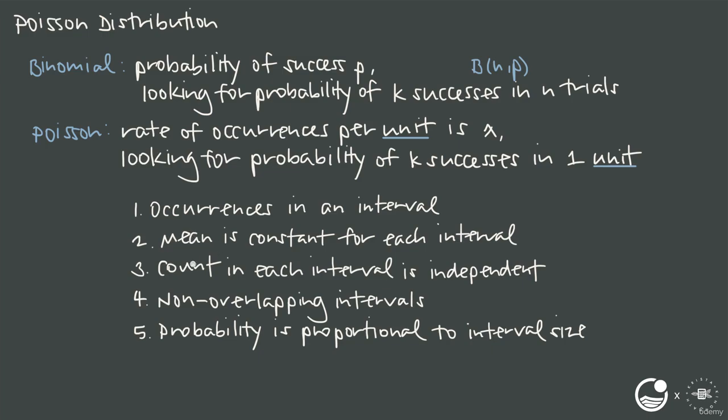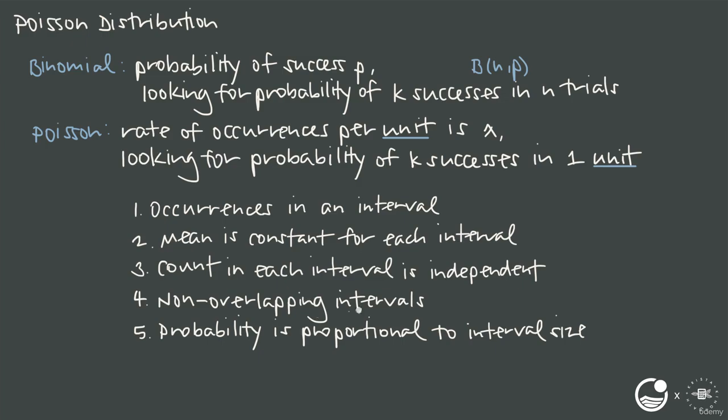We also need the count of occurrences or events in each interval to be independent. So we need to be able to say that the number of events that we count in one interval, in one unit, doesn't affect the count we get in the other intervals. Our counts need to be independent across intervals. And if the count we get in one interval means that we're going to get a smaller or larger count in the next interval, then we don't have independent counts. We wouldn't meet this third condition.